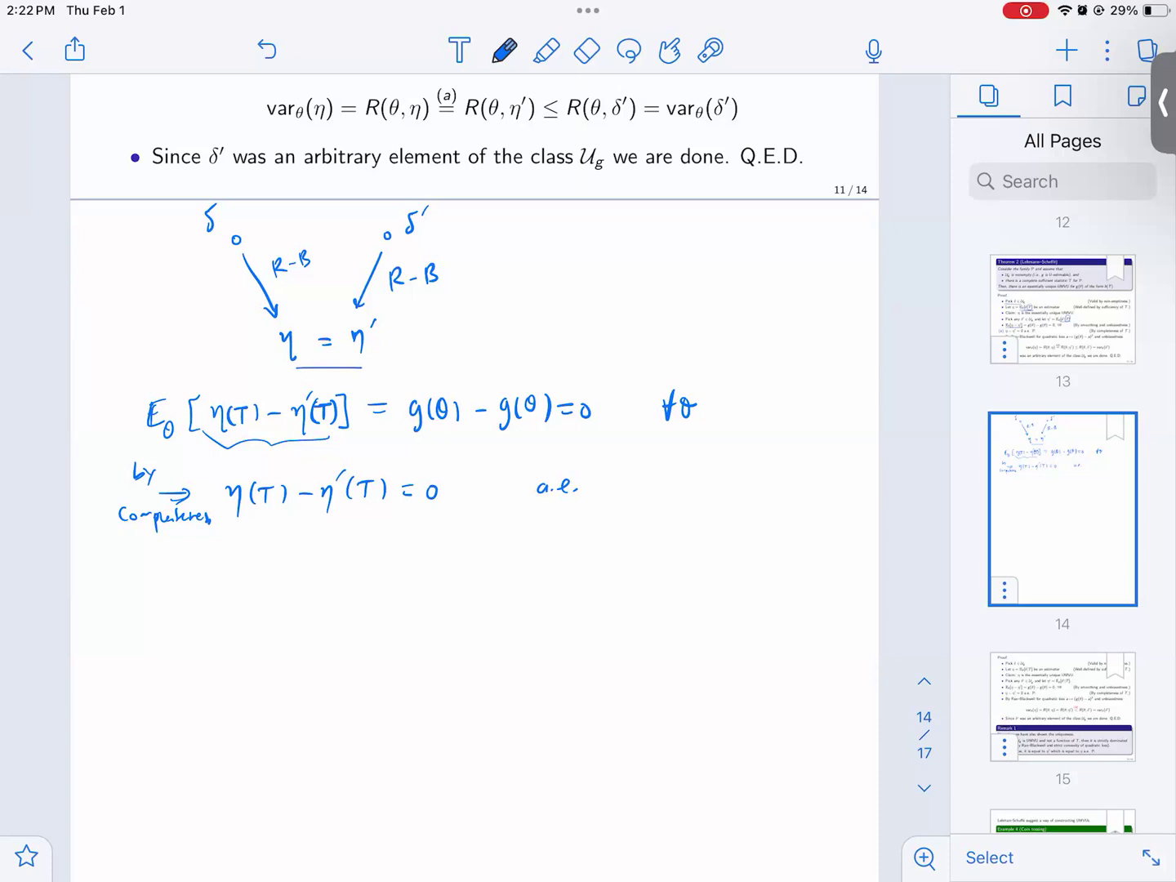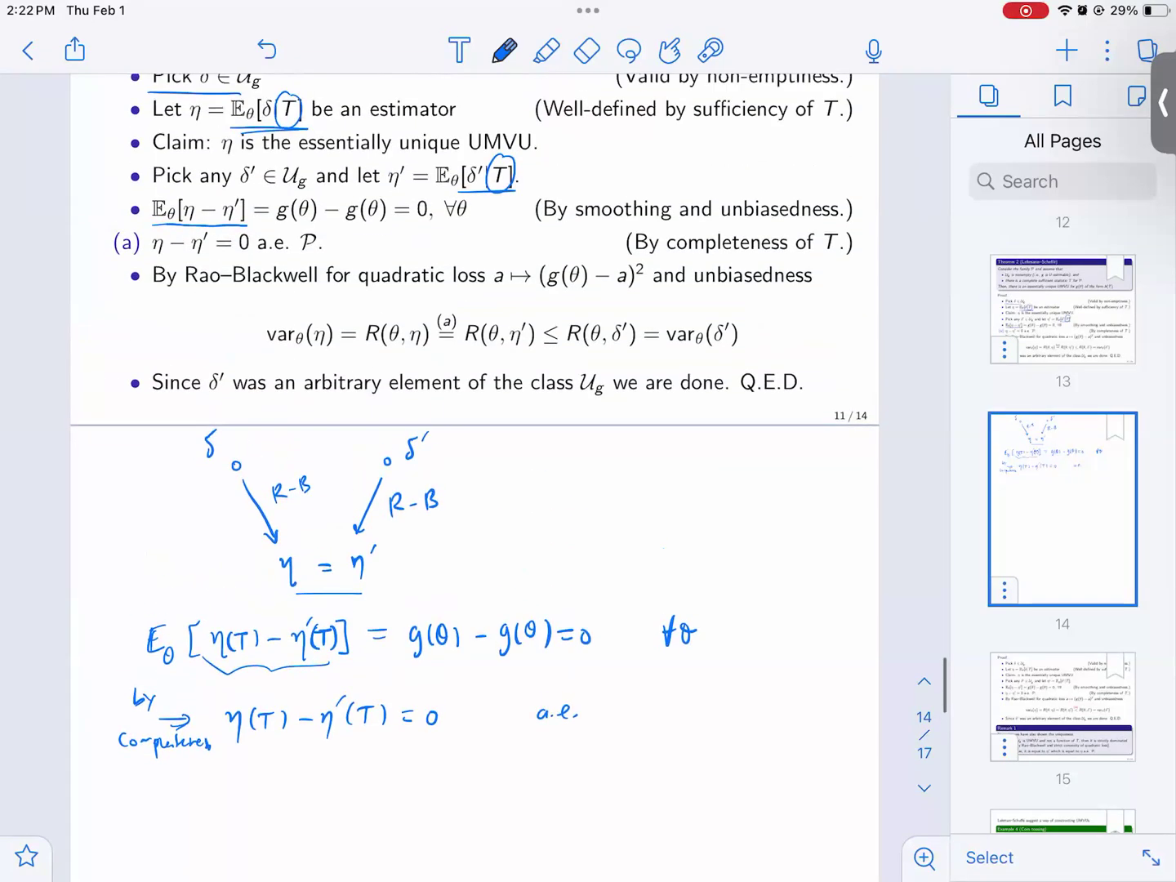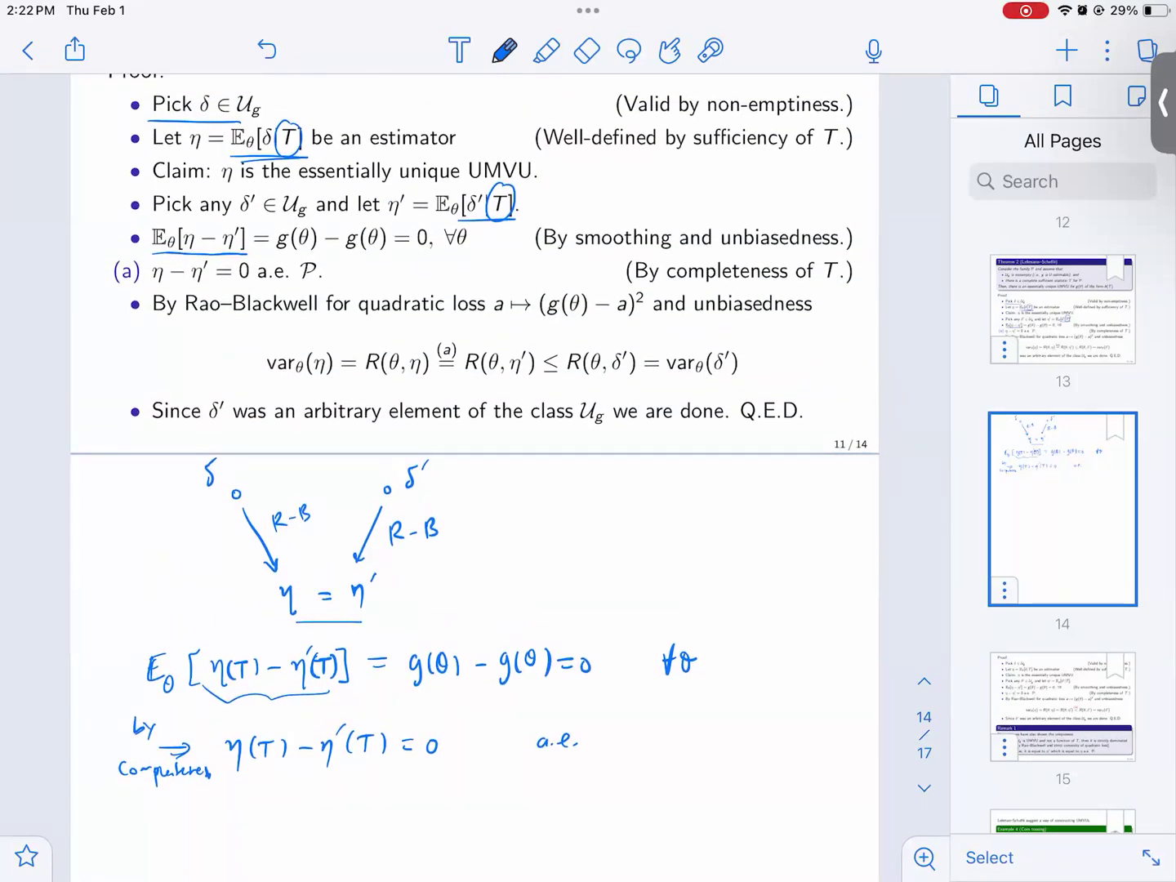Is this only valid for a complete sufficient statistic? Just complete. That's where we use it. Okay, so we have proved this.